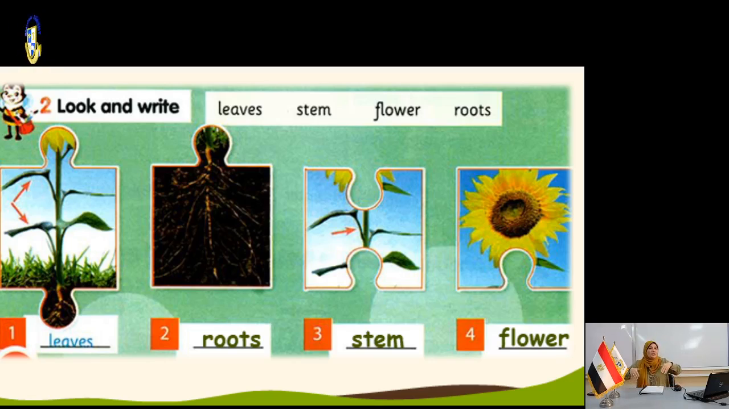Number 2, under the soil, we have what? Roots. Number 3, what comes out from the roots? What grows up from the roots outside the soil? It's the stem. Number 4, at the top of the stem, we have the flower.